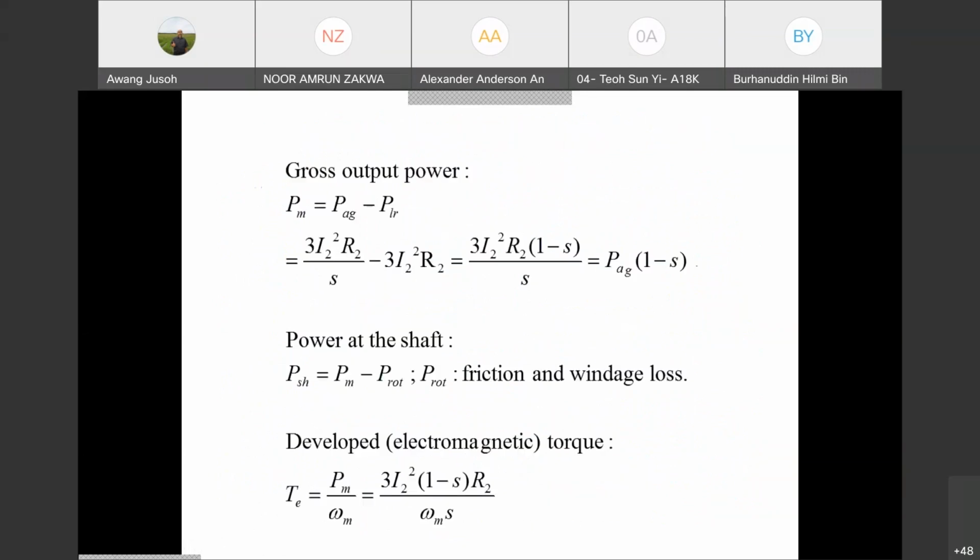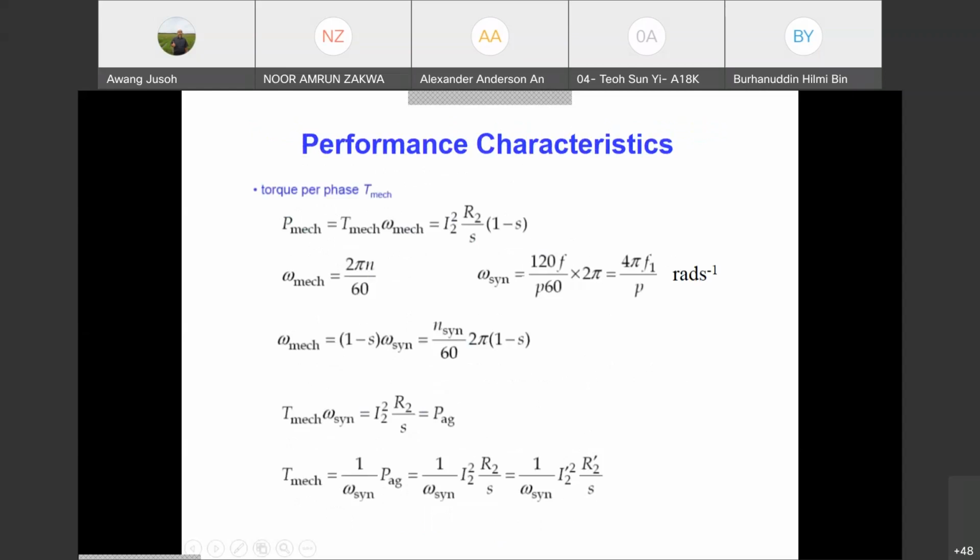That's how we calculate the components for the induction machine based on the testing that we did in the lab. We did the no load test and also the blocked rotor test. Just go to this slide. I think we touched on it already before. This one needs no change.